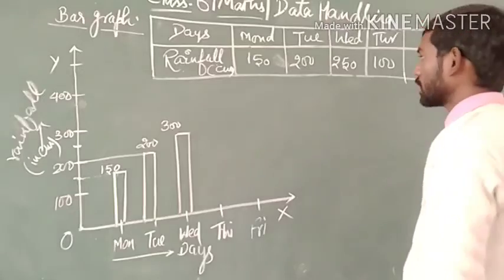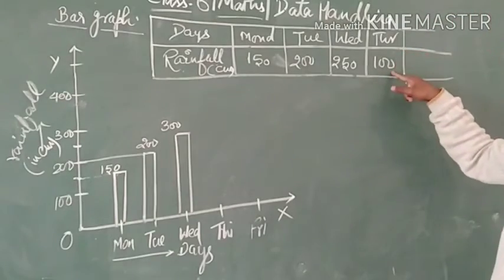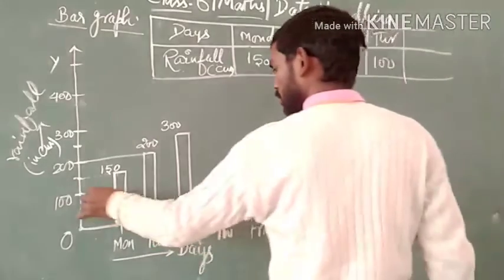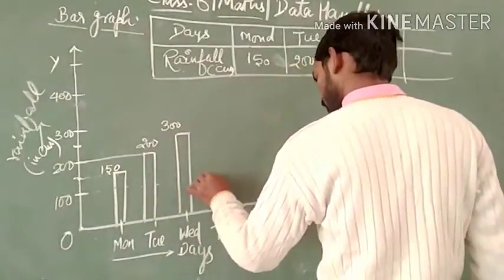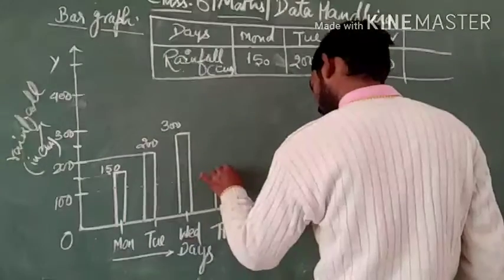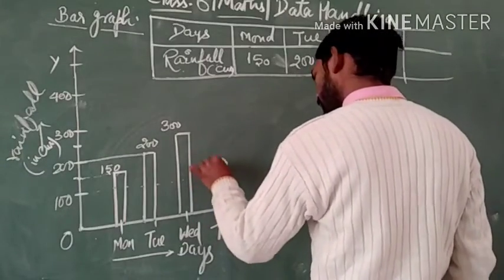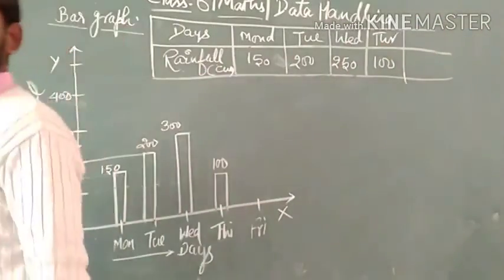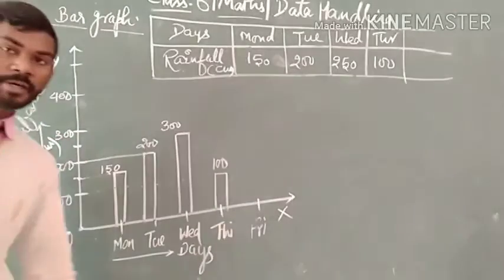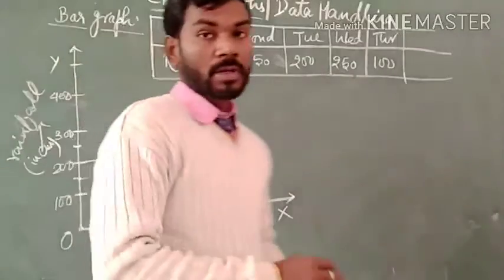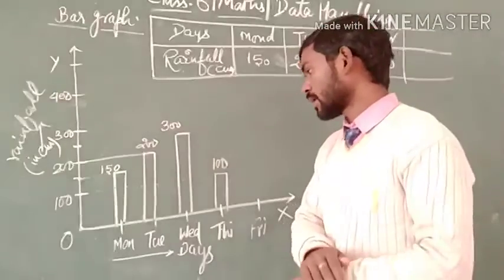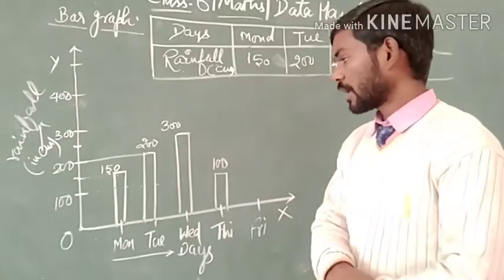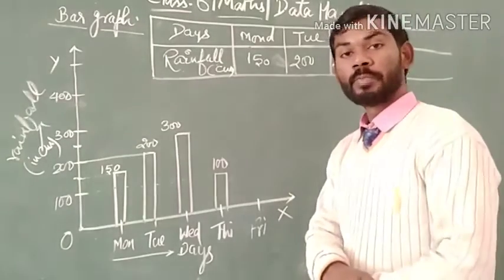Okay, and at last on the Thursday the rainfall is only of 100 centimeter. So we will draw. This will represent 100 centimeters. And now here you can see that in this figure the data has been represented using some bars like two parallel lines, and these parallel lines are practically called bar.